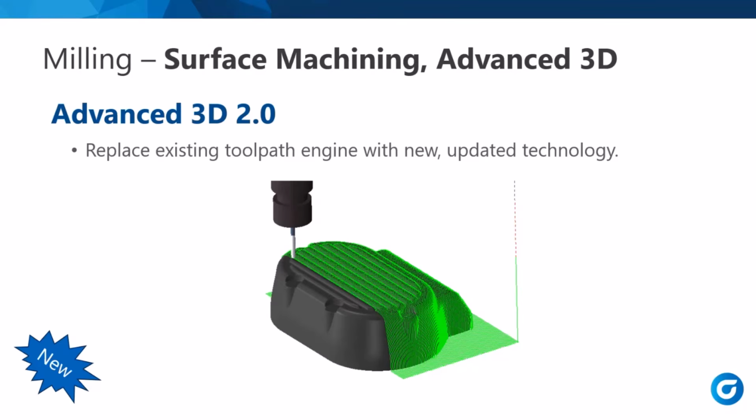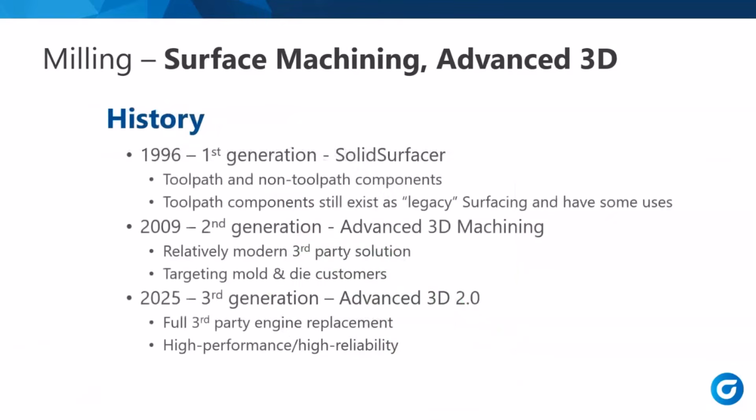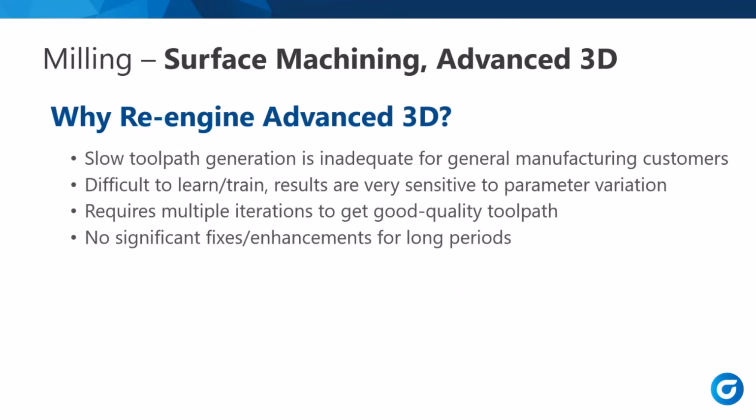Those of you that have been using Advanced 3D for quite some time know that it's been a long time since you've seen any changes, and that's not a good situation to be in. So you see some of the history here. We started with Solid Surfacer, and then Advanced 3D came in 2009, but you know, it's been quite a while since that's advanced any. At the time, it was great technology, but of course, technology advances, and we need to also. So this is why we're doing it.